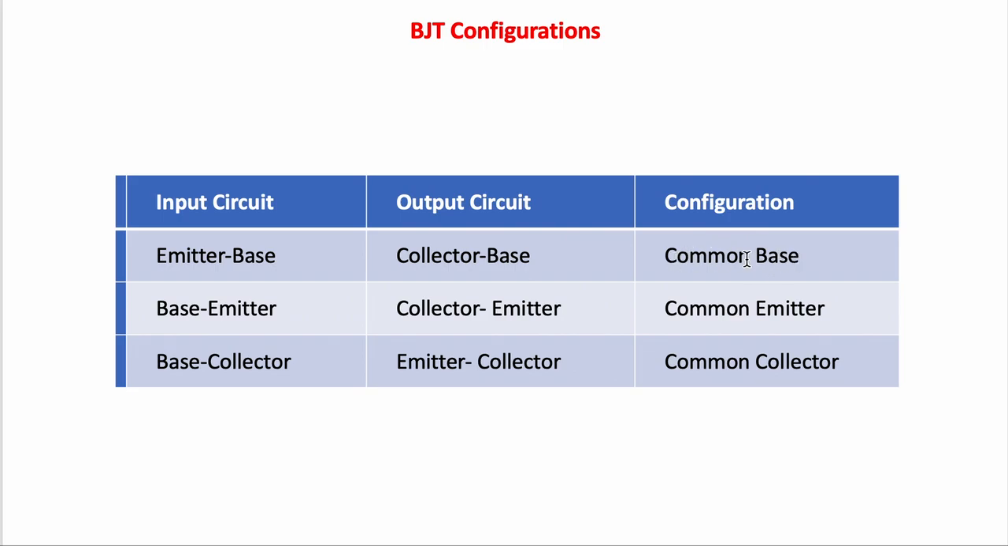For the common base configuration, for the input circuit and output circuit, we use emitter and base terminals as the input circuit, and for the output circuit we use the collector and the base. For the common emitter, we use the base and emitter for the input circuit, and the collector and emitter for the output circuit. Each time we have here base as common, over here emitter is common, and over here the collector is the common terminal. So that's how we name them: common base, emitter, and collector.